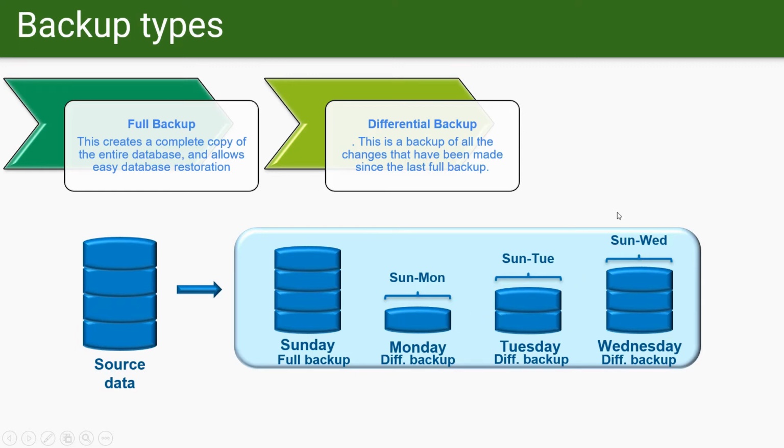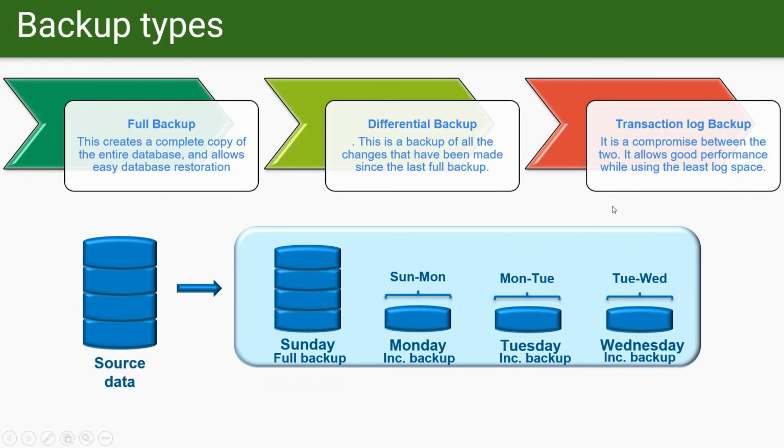Finally, we have the incremental backup, also known as the transaction log backup. This type of backup contains all the changes that have been made since the last backup operation. So if we, for example, create a full backup on Sunday, and an incremental backup on Monday, that backup will only contain the changes made since Sunday. If we now create another incremental backup on Tuesday, that backup will contain only the changes that have been made since Monday. So unlike the differential backup, the incremental backup creates a backup of all the changes since the last backup, regardless of whether it was a full backup or not.